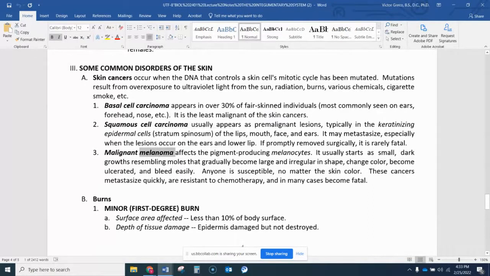But melanoma, sometimes called malignant melanoma or just melanoma, that's a cancer of the melanocytes, and those are the pigment-producing cells that are found in the epidermis. They produce a pigment called melanin to protect the skin from UV light. If those cells start to divide uncontrollably and invade surrounding tissue, that's what melanoma is. And this metastasizes quickly, so it's the most aggressive of the three.